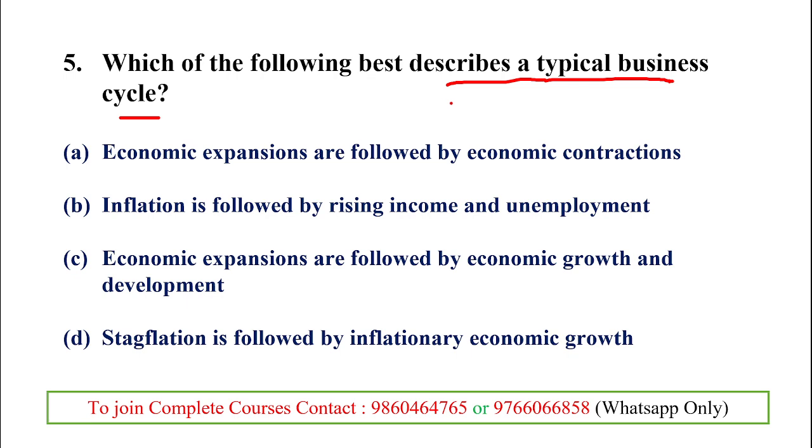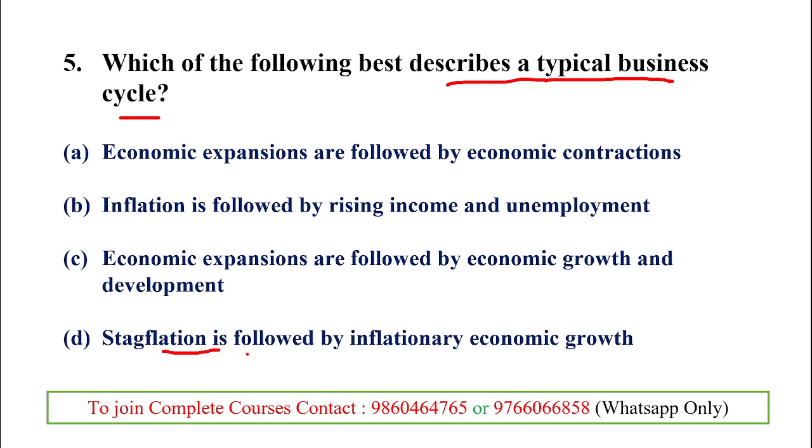Next question. Best description of a typical business cycle. Here we want to get the best description for a typical business cycle. We know that a business cycle represents the fluctuation in an economy. And we want to get what a typical business cycle describes. Whether it's economic expansion followed by economic contraction, or inflation by rising income and unemployment, or economic expansion followed by economic growth, or stagflation.